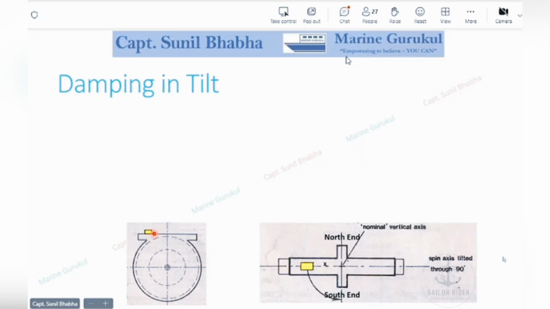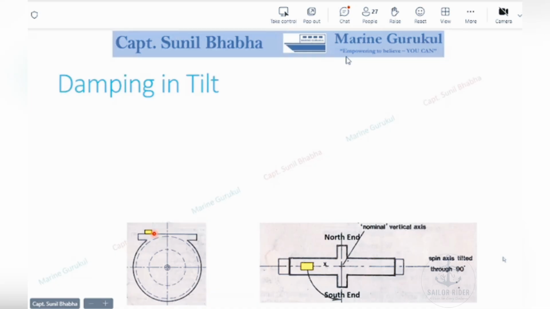Now let's assume that this particular gyroscope, having the spin axis pointing in the north-south direction, for any reason, starts to tilt. How does it tilt? The north end of the spin axis has started tilting upwards. Now if the north end goes upwards, obviously the south end of the spin axis will go downwards. Now let's say it keeps on tilting like this. The north end is tilting upwards and the south end is tilting downwards.